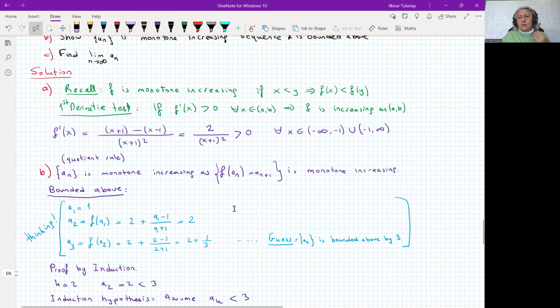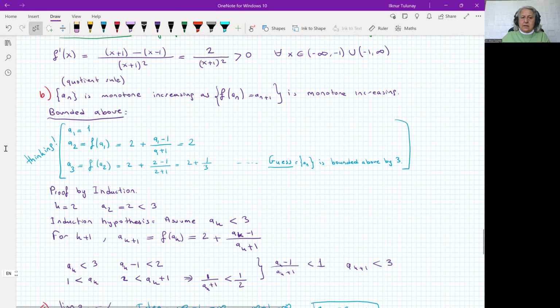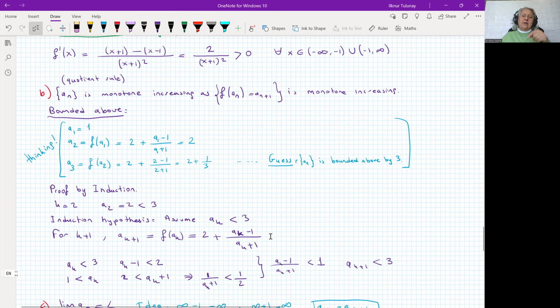We need to find a bound above. We need to guess a boundary number for above. So this is the thinking part that we are doing here. That's how I wrote it. What kind of number do I need to choose so that I can prove the sequence is bounded above? That's the question. I'm looking at some of the numbers in the sequence, which will give me some intuition about what number I need to choose for the boundary above, what my guess should be. Of course, I need to prove it, but I need to make an initial guess.